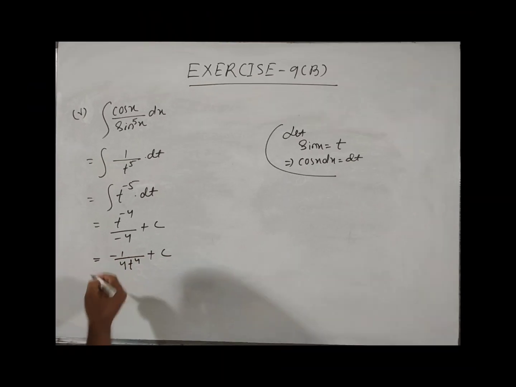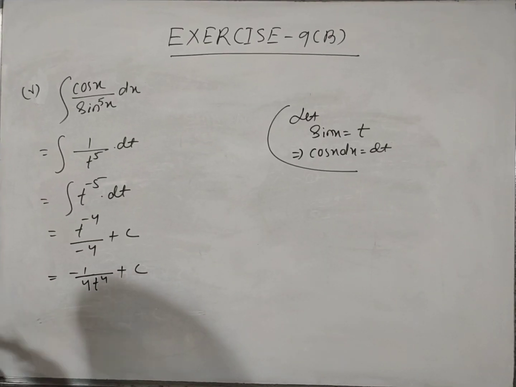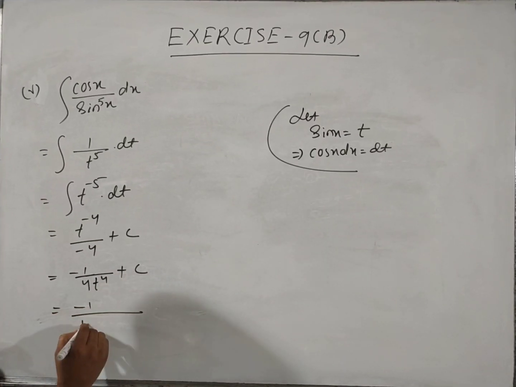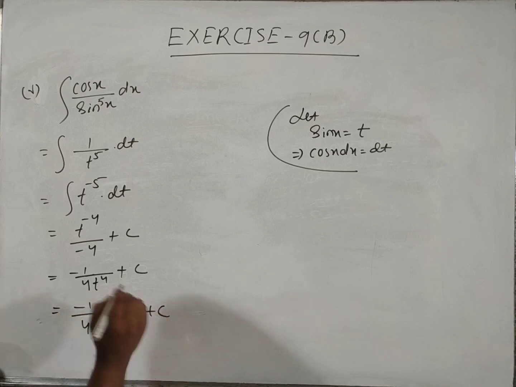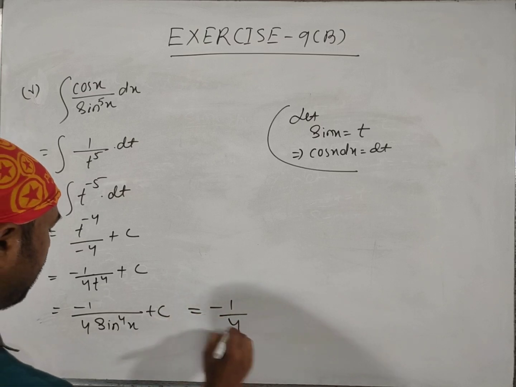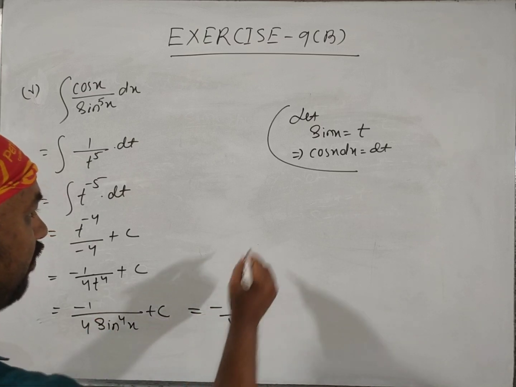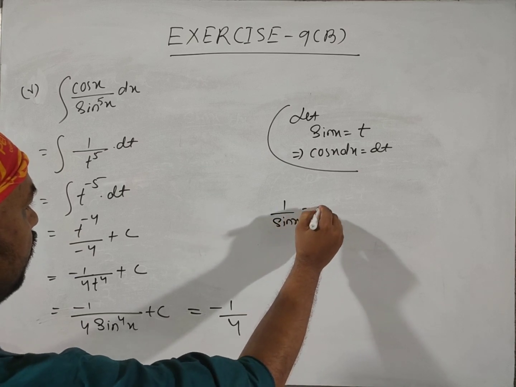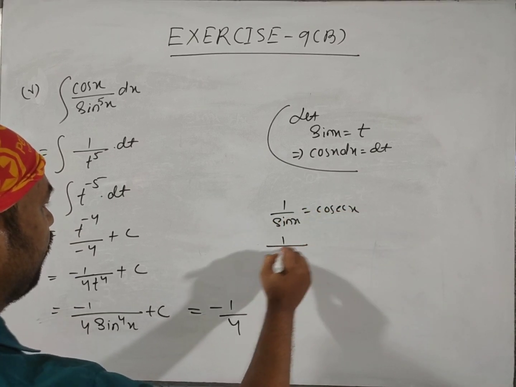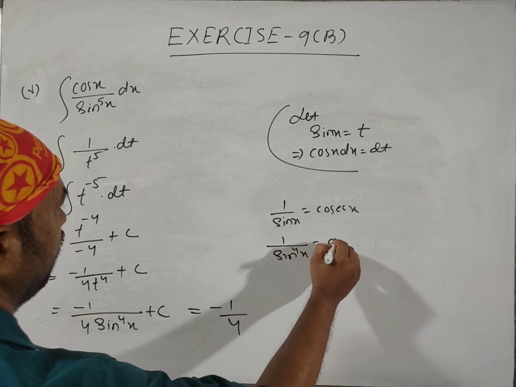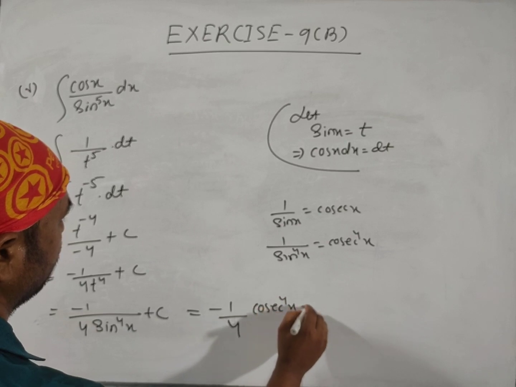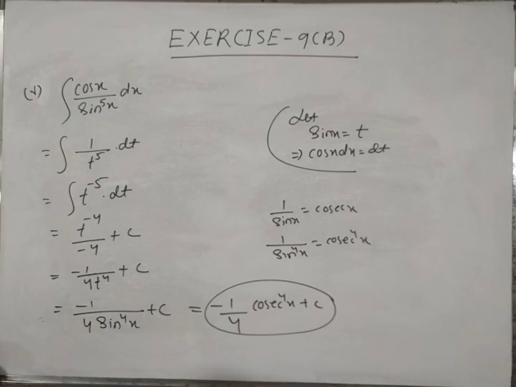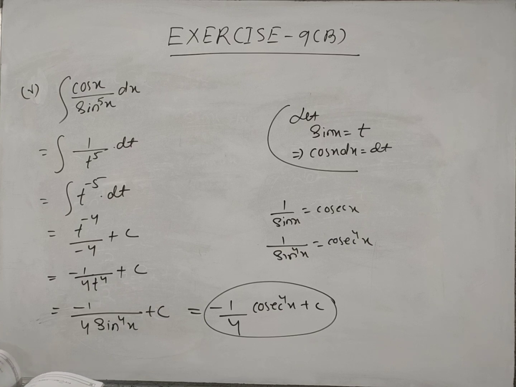T to the power minus 4 is shifted towards the denominator part, so it will be minus 1 upon 4 t to the power 4 plus c. In place of t we have to write down sin x, so it will be minus 1 by 4 sin to the power 4 x plus c. We know that 1 by sin x, it is cosec x. So 1 by sin to the power 4 x, it is cosec to the power 4 x. So it will be minus 1 by 4 cosec to the power 4 x plus c. Then let us go through the sixth bit of number 2.